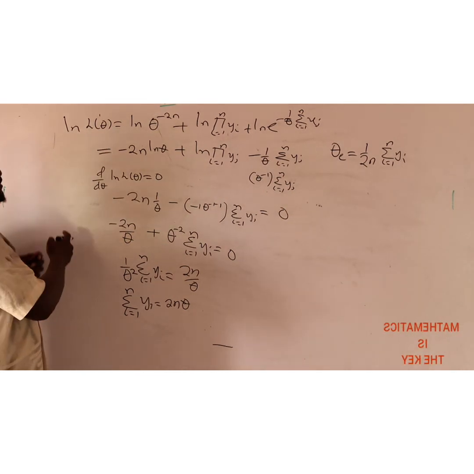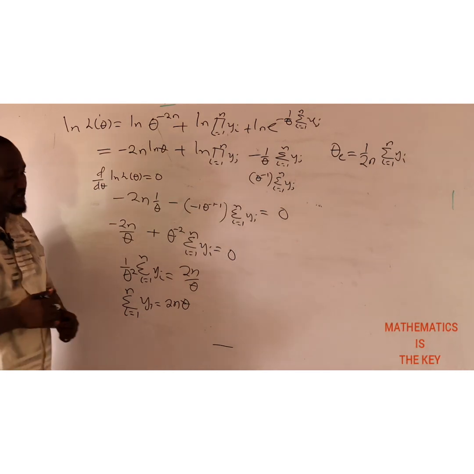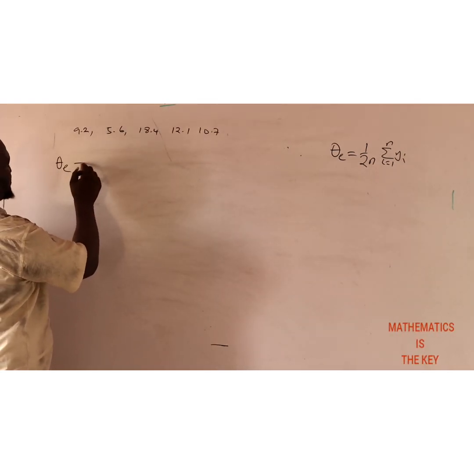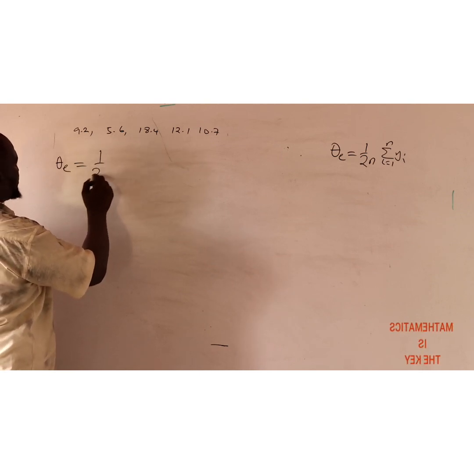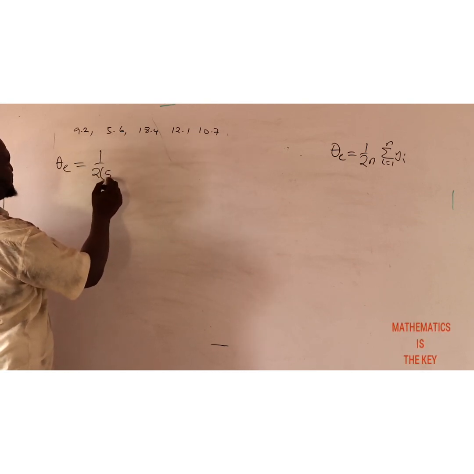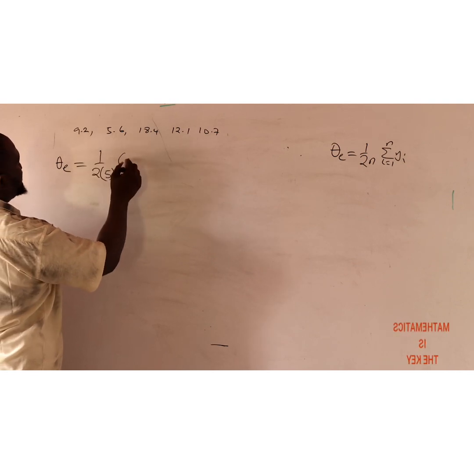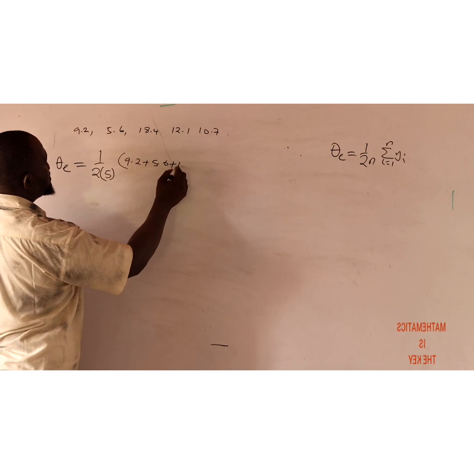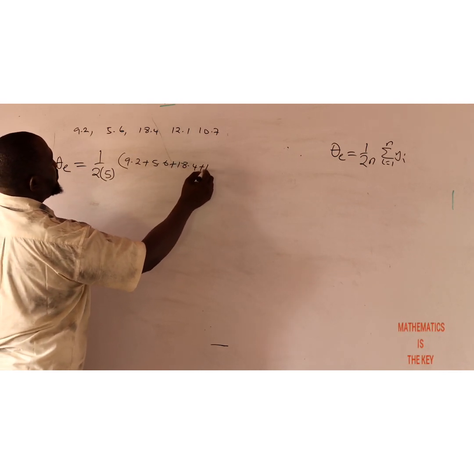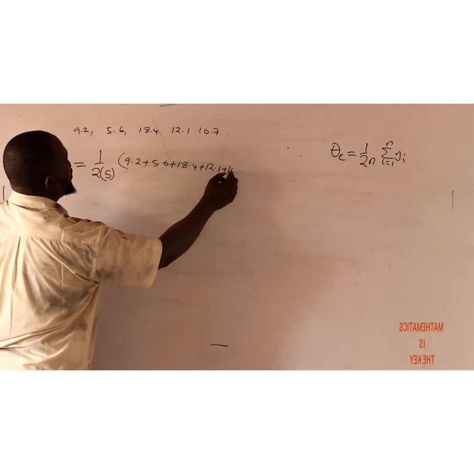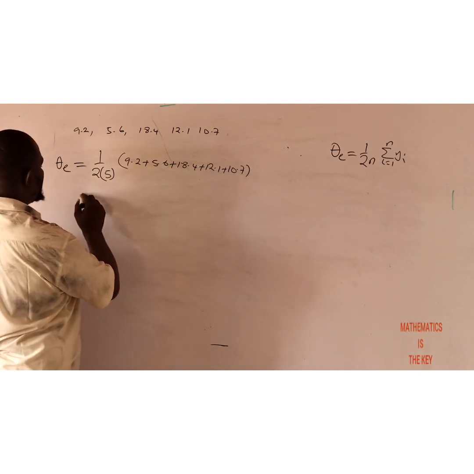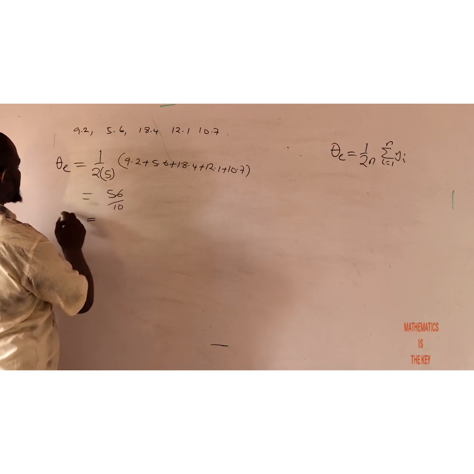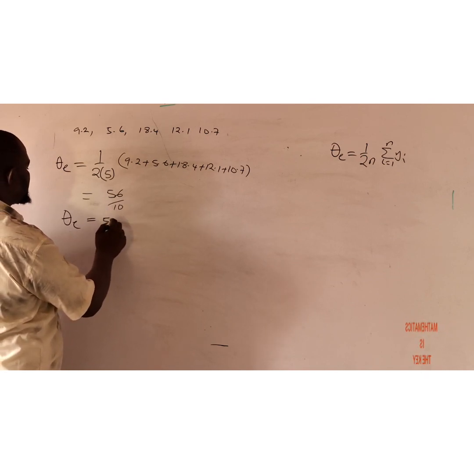However, some values are given. Let's substitute them into the estimate. So it's 1 over 2n, which is 1 all over 2 times 5, since our n is 5. Then we have the sum of 9.2 plus 5.6 plus 18.4 plus 12.1 plus 10.7, and everything will give us 56 all over 10. So the estimated value is 5.6.